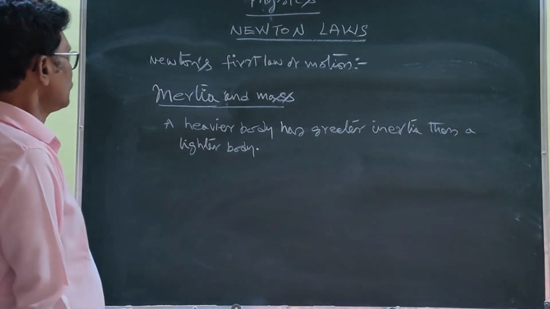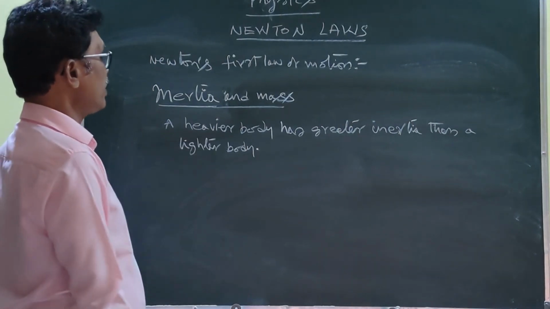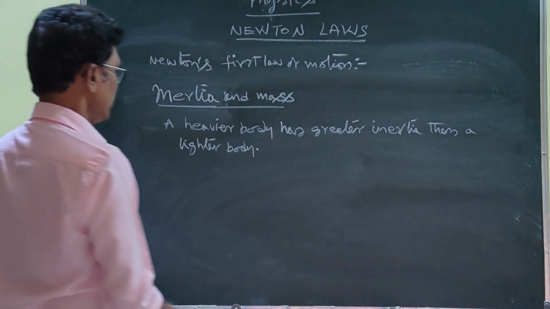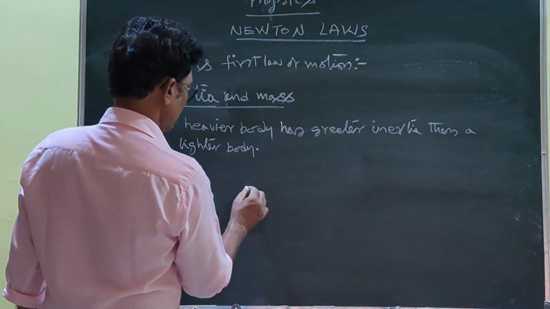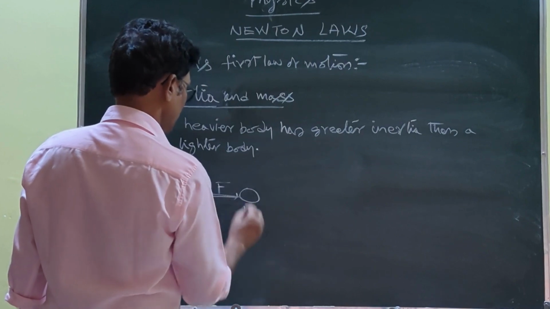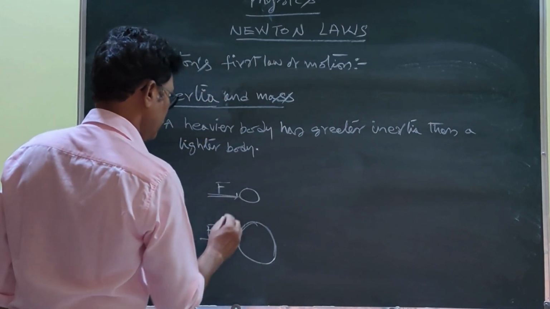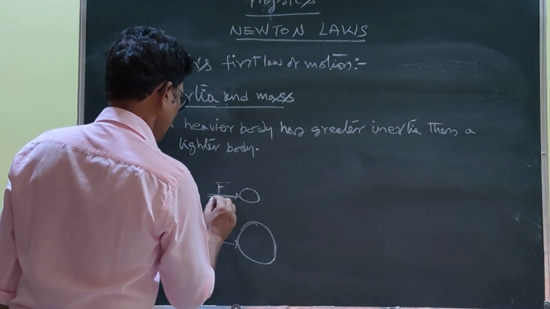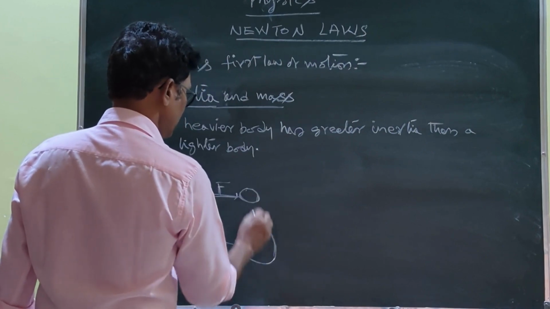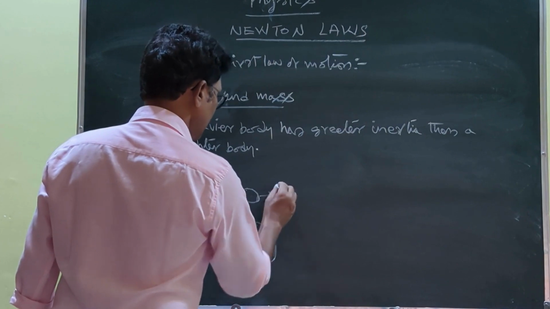Now we can see the relation between inertia and mass. The statement is that a heavier body has greater inertia than a lighter body. So how can we understand this? Suppose there is an object here, the small one, and you are applying a force F. Obviously, here is a heavier body, and you are applying the same magnitude of force. This small one has less mass compared to this one, so it is moving with greater velocity than this one.